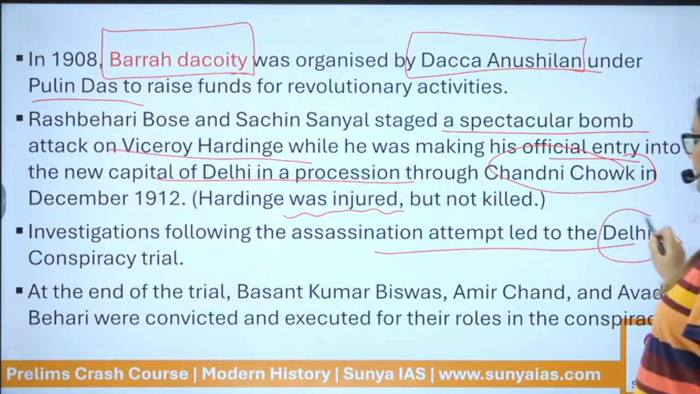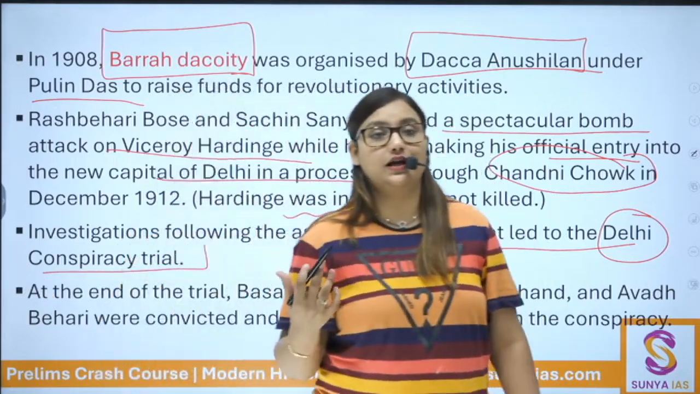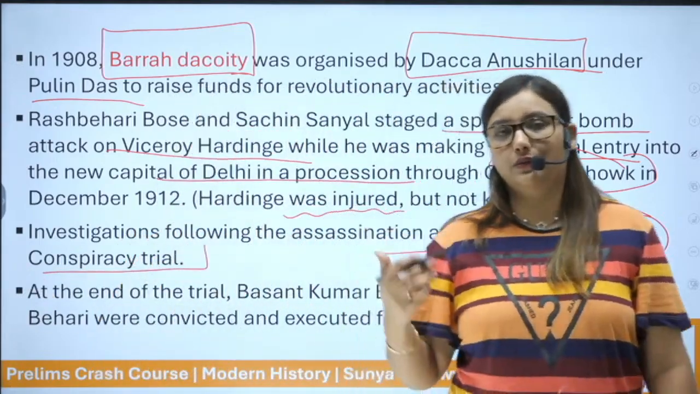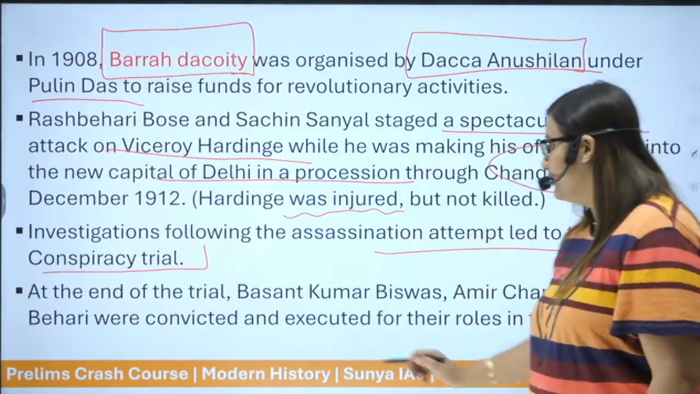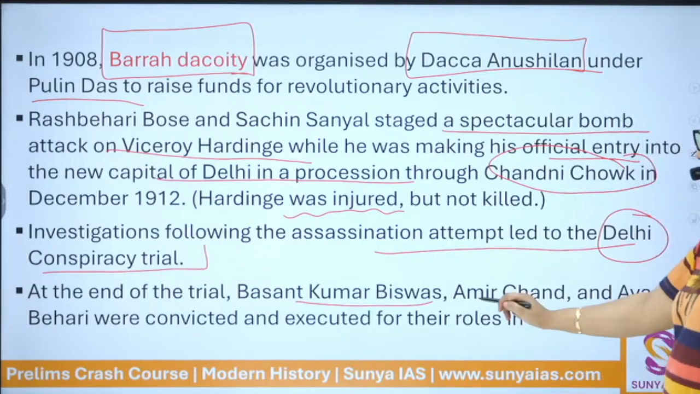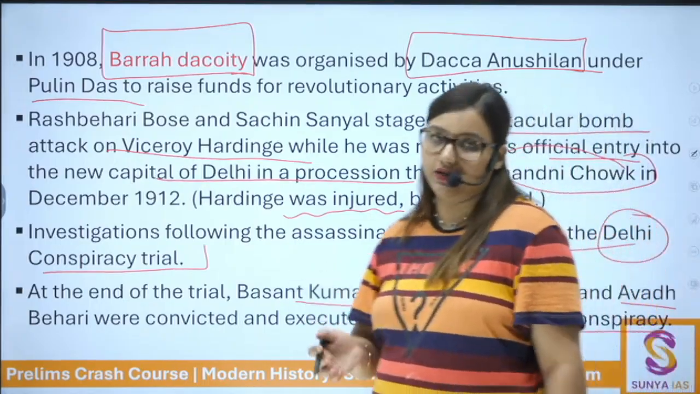In this Delhi conspiracy trial, many of the revolutionary leaders and names got highlighted, and some of them got captured later. At the end of the trial, Basant Kumar Biswas, Amir Chand, Awadh Bihari were convicted and executed for their roles in the conspiracy. They all lost their lives.